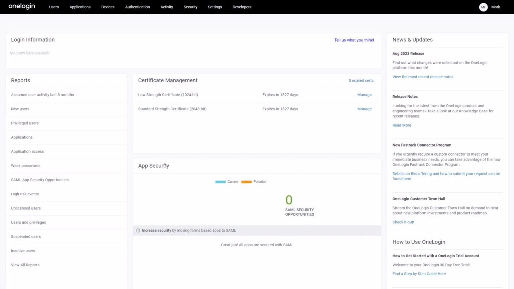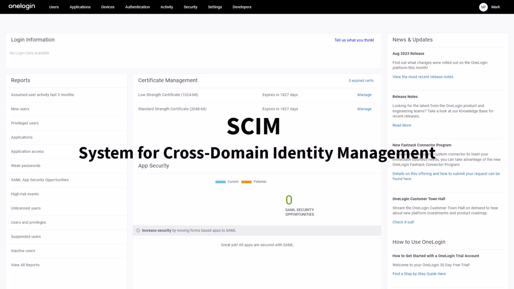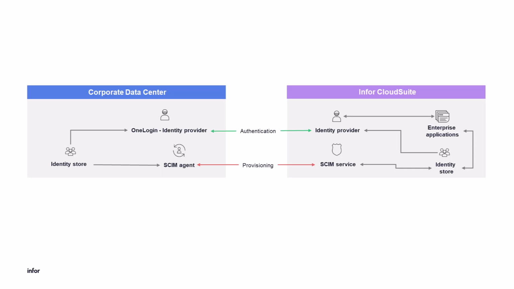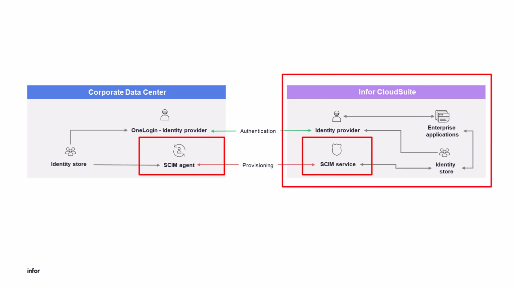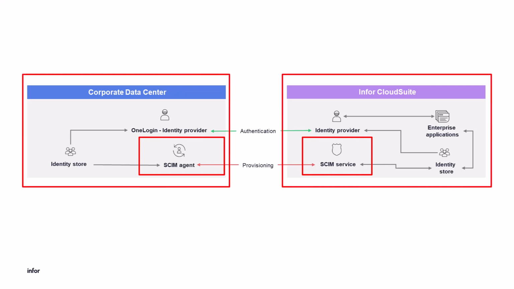Businesses may want to integrate with the OneLogin identity provider and use the SCIM or System for Cross-Domain Identity Management interface to automate and maintain user provisioning with their corporate sign-on credentials to the Cloud Suite. Here's a diagram showing the high-level architecture of what will take place. Configuring the SCIM service and agent on the Infor Cloud Identity Provider with the corporate data center's OneLogin Identity Provider.